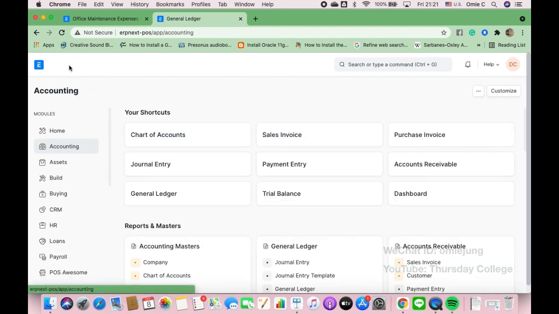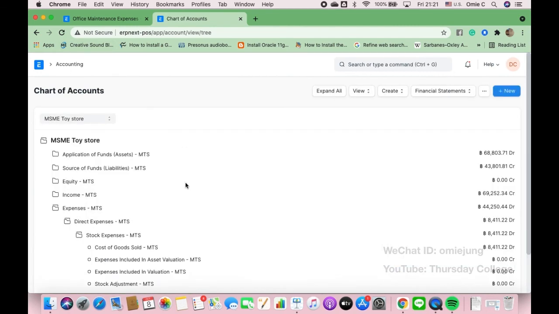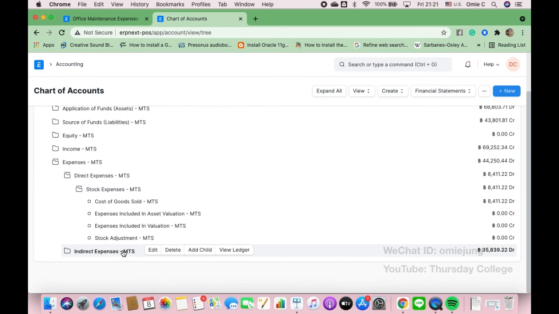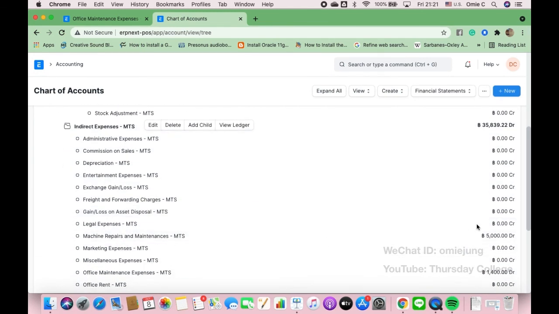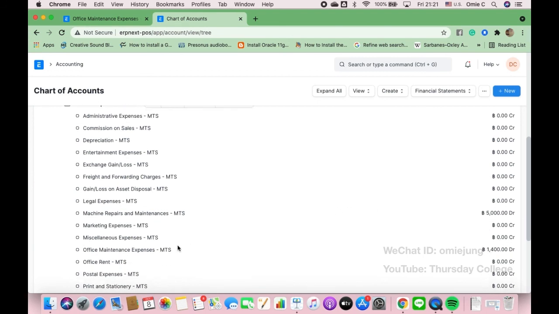And then when you go back to see the indirect expense, you're going to see the machine for 5,000 baht, the one that you fixed, and then office maintenance 1,400. Okay, so that's it for the withholding tax for the service.